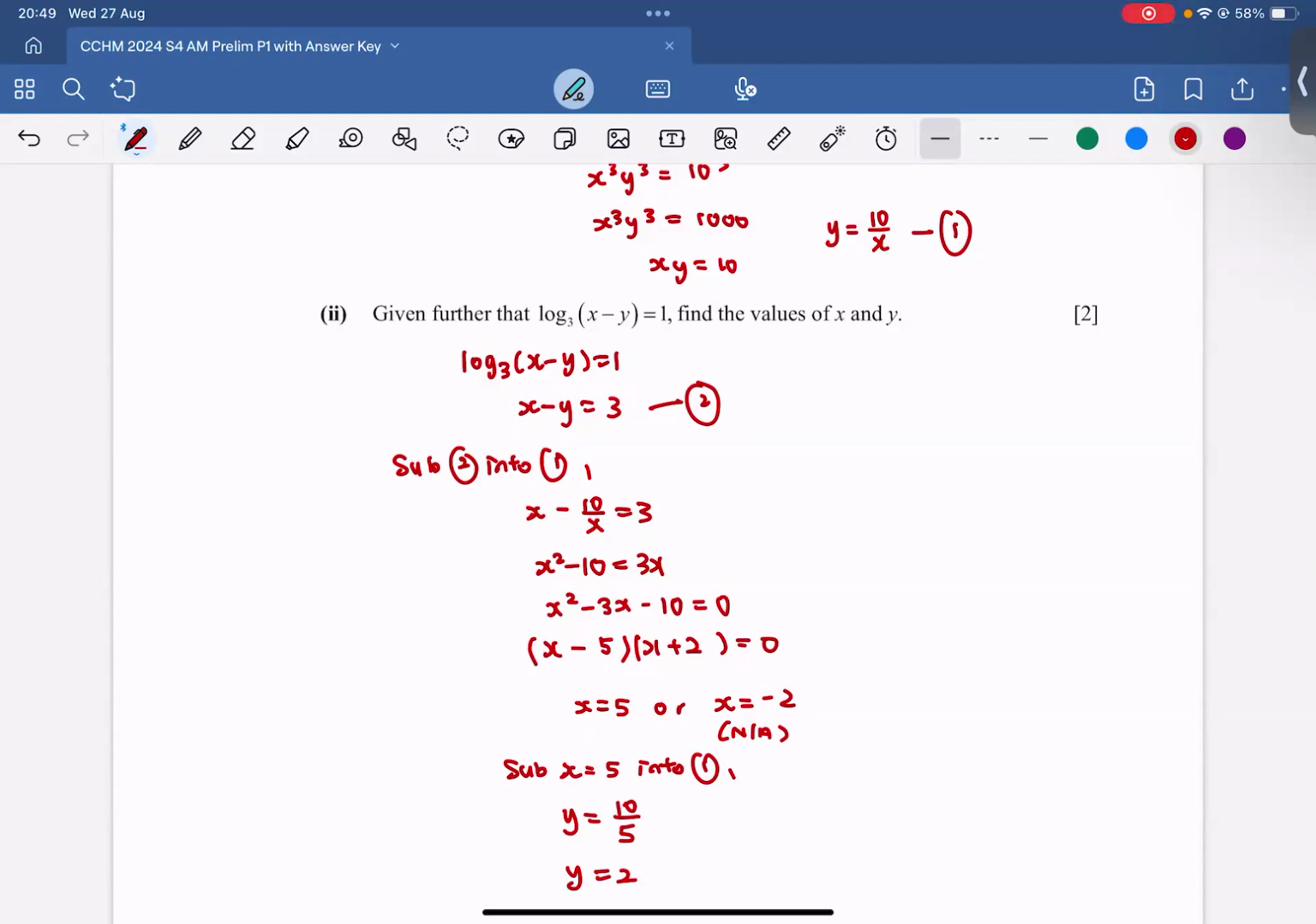Okay, you have a log equation. The method never changes. Always put all the logs to one side, then put all the numbers to the other side.